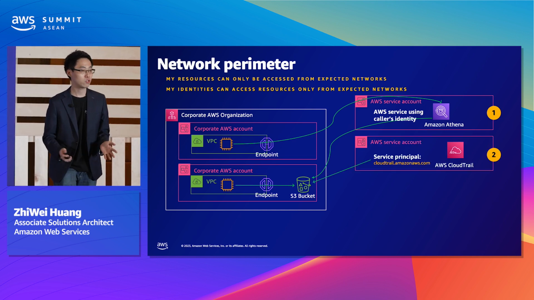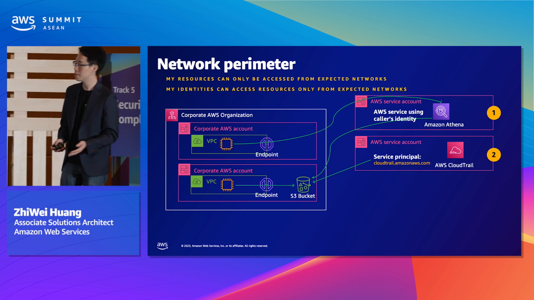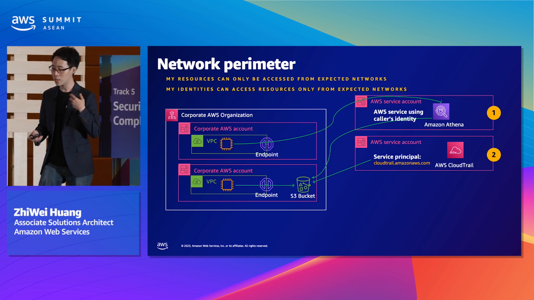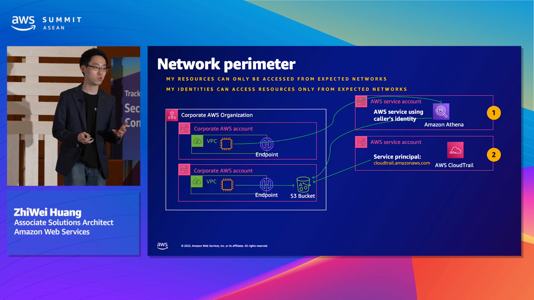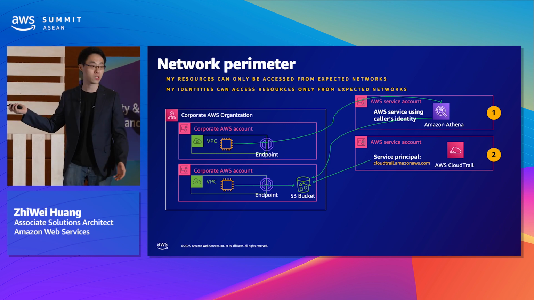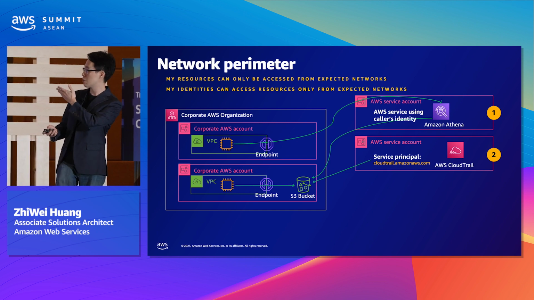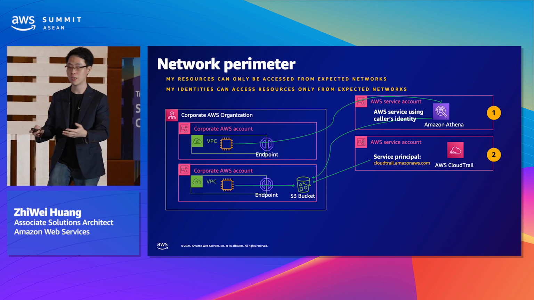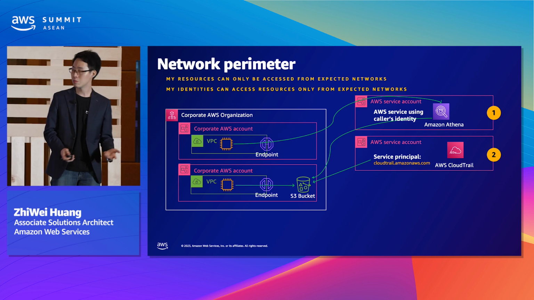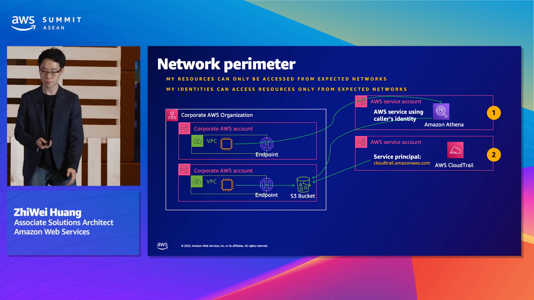Next, remember the CloudTrail example that Edmund has gone through earlier? When CloudTrail is actually publishing logs to your S3 bucket, it's using a service principal. And this service principal, the call from the service principal to your S3 bucket to push the logs there, also does not come from your network. It comes from CloudTrail Service Account Network.